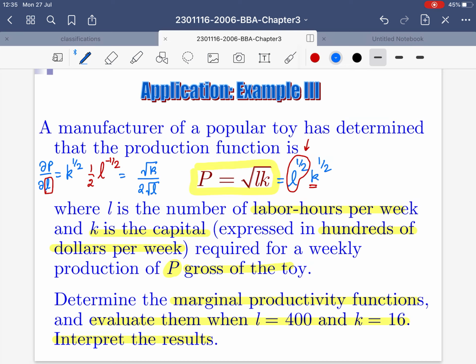If you are finding dP/dK, on the same token, now your K is a variable, and your L raised to the power 1/2 right now is a constant, so we write it down first, and then this one kicks down 1/2, and then K raised to the power negative 1/2, or you can say square root of L over 2 square root of K. All right.